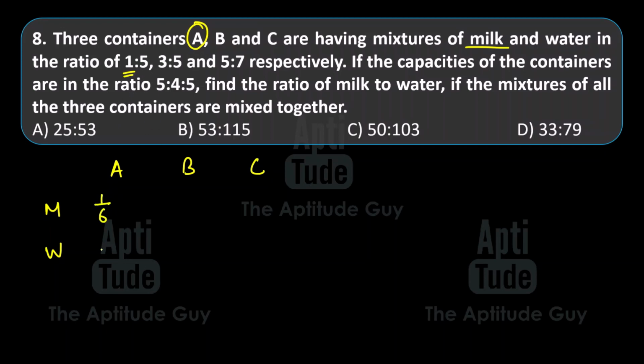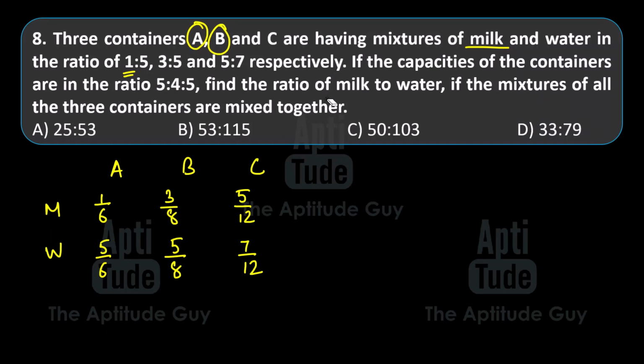And how much is water? 5 by 6. When you add both, you'll get 6 by 6, that is 1. Got the point? So milk is 1/6 of container A, water is 5/6 of container A. Similarly, how much is the milk in container B? We have 3 is to 5, milk is to water. So milk is 3/8 of container B and water is 5/8 of container B. Alright, and in container C, milk is 5/12 and water is 7/12. Done. If at all you understood this part, then 70% of the solution is done already.